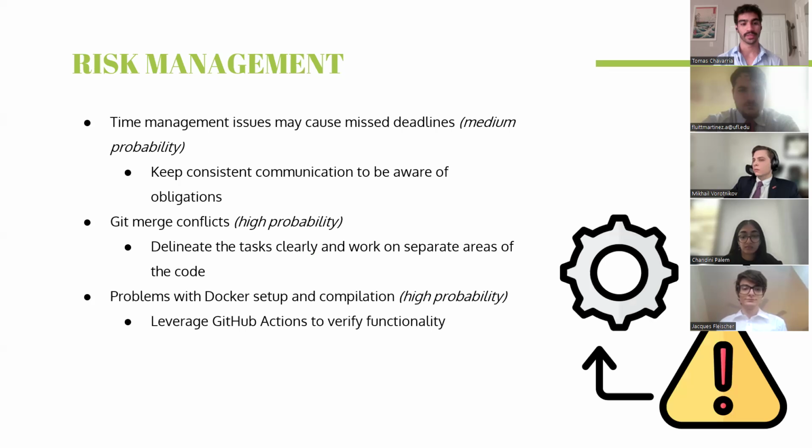Another important part of this is mitigating risk. And so risk management has been at the core of a lot of what we've been working on. Time management issues for this project may cause missed deadlines, which have a medium probability of occurring. We are trying to mitigate this by keeping consistent communication. We have a myriad of different websites and different chats that we have to try and keep everyone accountable. We are expecting some Git merge conflicts, which is a very high probability of occurring. So we are going to delineate the tasks clearly and work on separate areas of the code, as you saw earlier with certain developers working on the front end, others on the back end, and others as scribes.